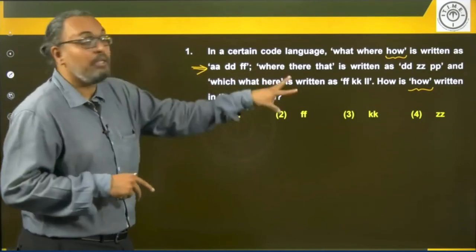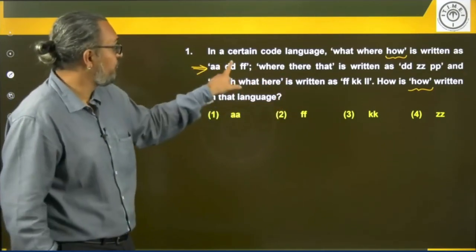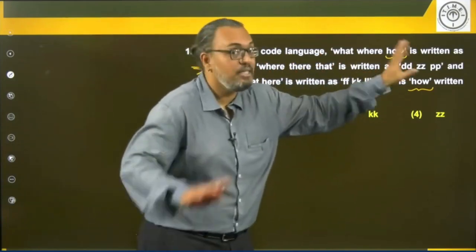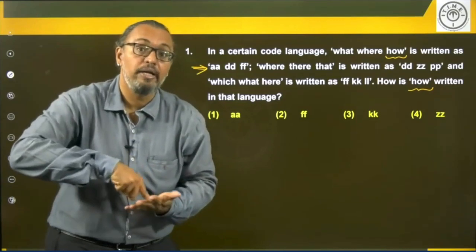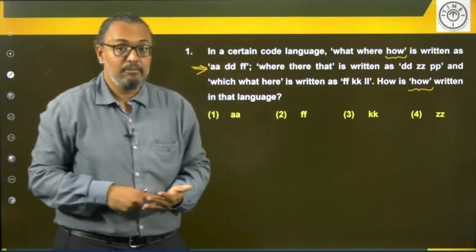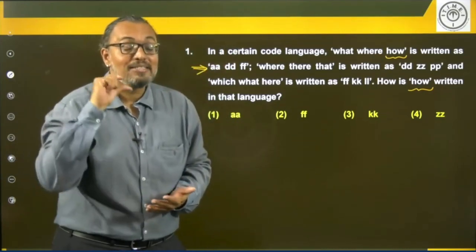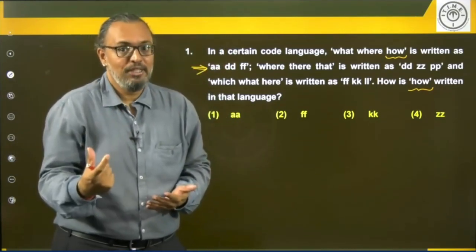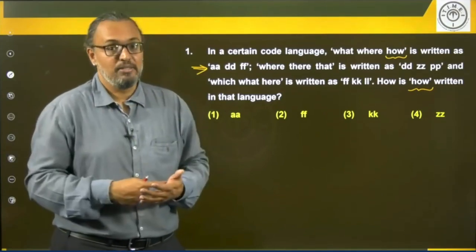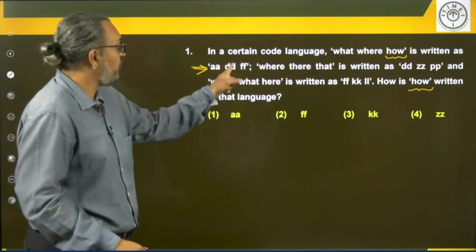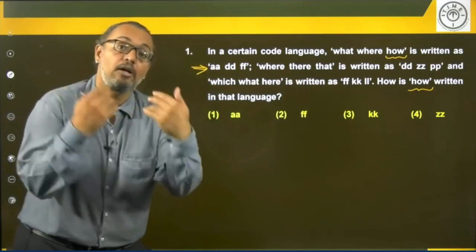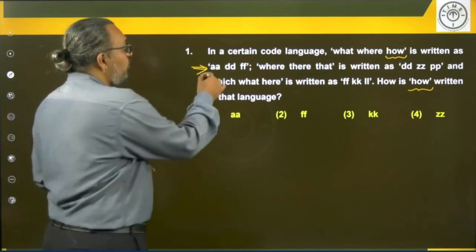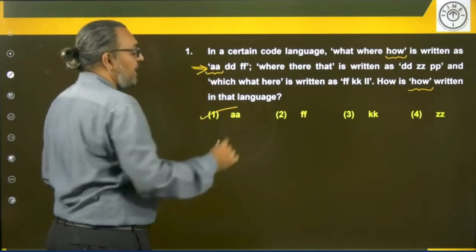But let's eliminate the other two, which is DD and FF. Do I have a DD here? Yes. That means how cannot be coded as DD, because when a word is not repeated, how will the code be repeated? So ask the right questions to yourself. Then you will automatically come to an answer. So DD is not my code. What about FF? FF is here. So it is also repeated. So repeated codes are to be ignored. So the only remaining code I have is AA. So my answer is AA.